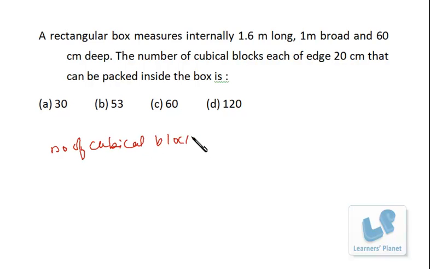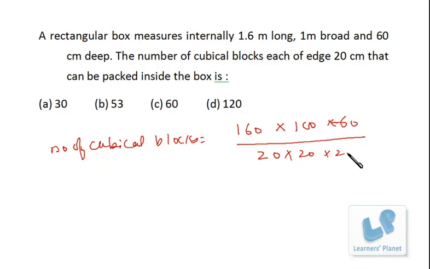cubical blocks is volume of this rectangular box divided by volume of this cubical block, and they should always be in the same units. Now it is 1.6 meter, that means 160 centimeter. This is 1 meter broad, that means 100 centimeter, and this is 60, which is already in centimeter. This is the volume of the rectangular box. Now if we divide this volume by the volume of this cubical block, so edge of cubical block is 20 centimeter. So volume will be, that is side cube, or we can say edge cube, that is 20 into 20 into 20, right?